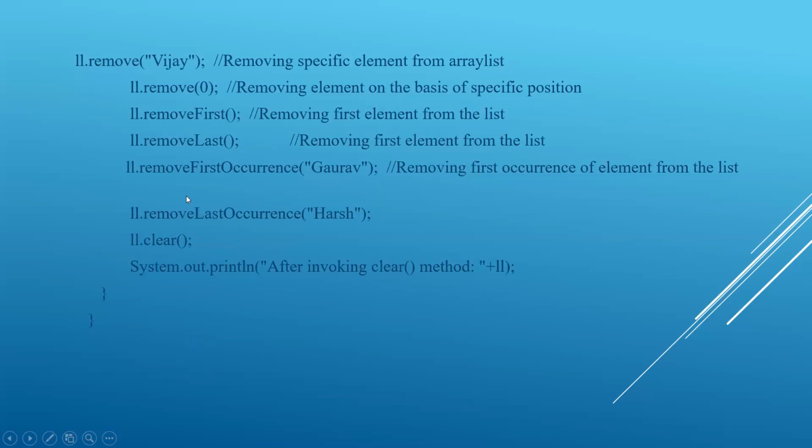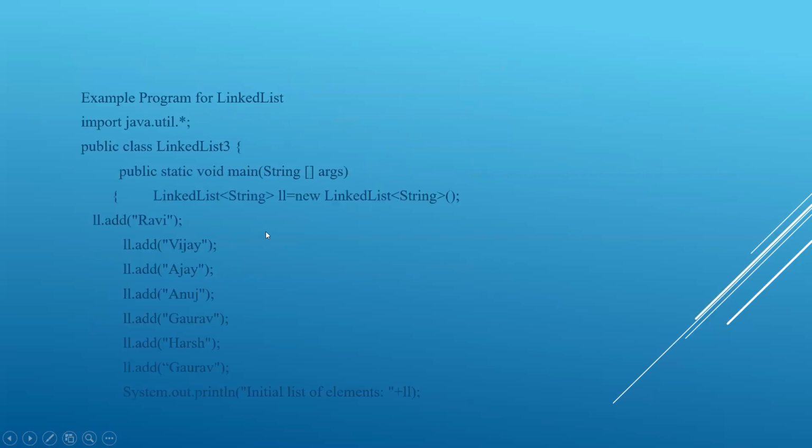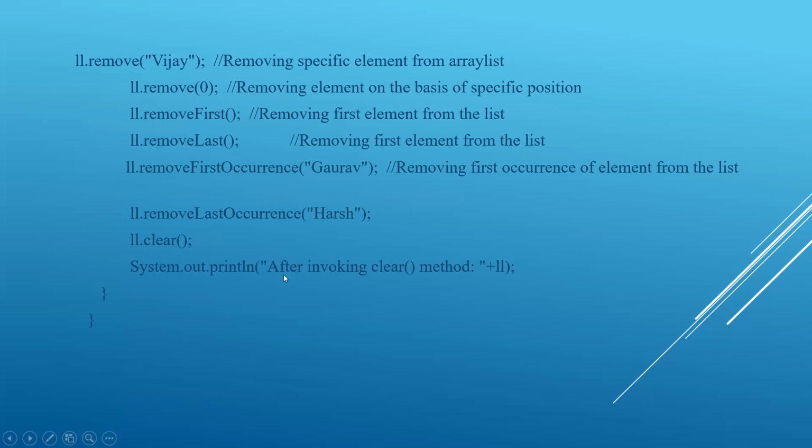So when I use the method remove first occurrence, the first occurrence, that is wherever the object Gaurav is found first, that element is removed. Then remove last occurrence is when you are having two or more objects of the same name, wherever you find the last object with that name, that is removed here. And after that, if you want to clear all the elements from the list, then we go for the method called the clear method. Okay.